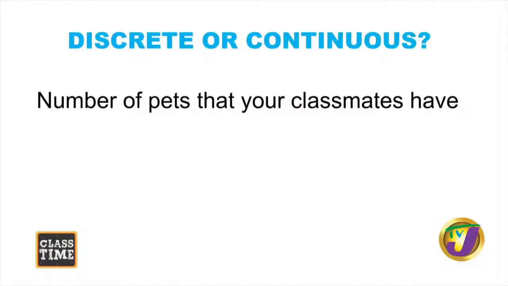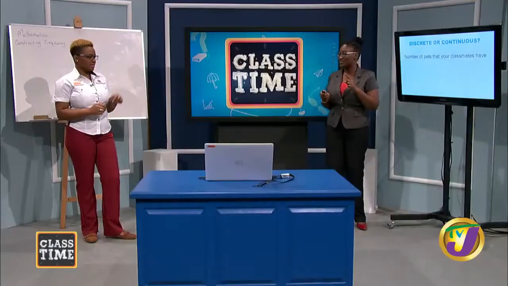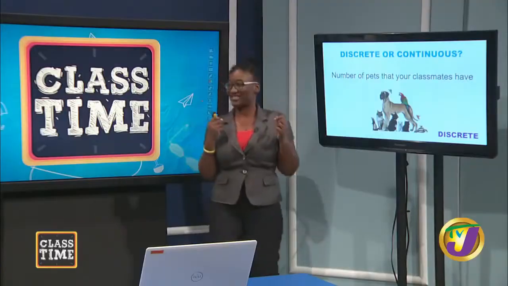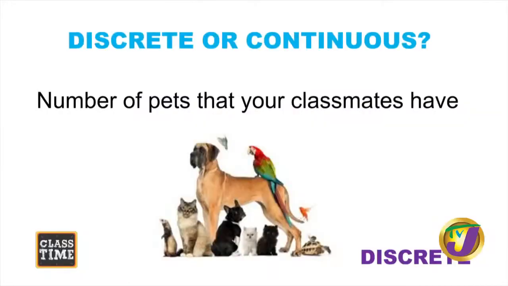So the first one, number of pets that your classmates have. So based on what you said, Latoya, if I can only get specific values, then it's discrete. And when I think about number of pets, we don't have any three-quarter pets, I hope not. So I would go with discrete. I wonder if our students got that. Let's see if I'm right. Yes, discrete indeed.